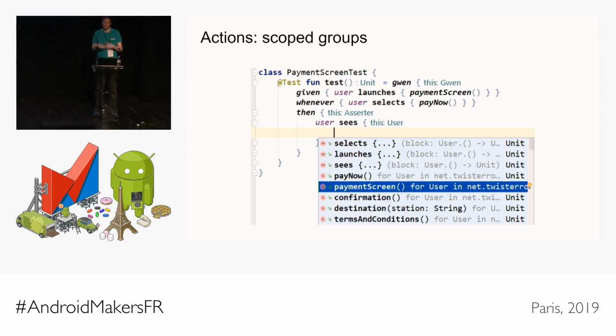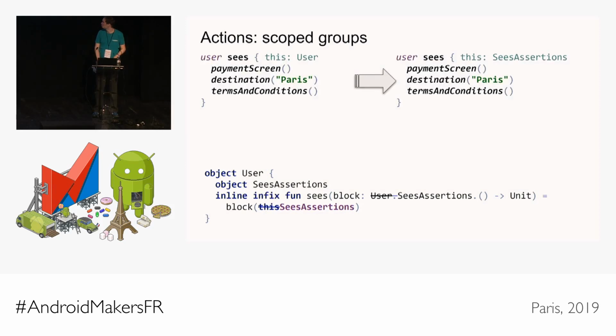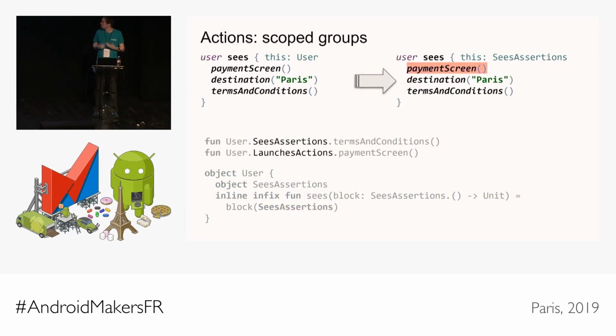So if you put it in the sees block, then we get a weird behavior in the test, and we want to prevent this. The root cause of this is that the receiver of the sees function is the user. So if we change that and remove the user and create a specific scope for the sees called sees sessions, then we can restrict which functions are available. We do the same for launches as well. And we can add the receivers for the actions. And at this point, we have a compile time check. We cannot launch a payment screen when we are verifying what is on the screen.